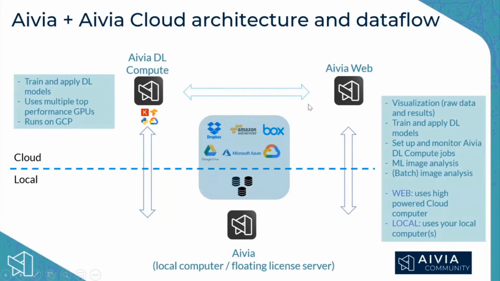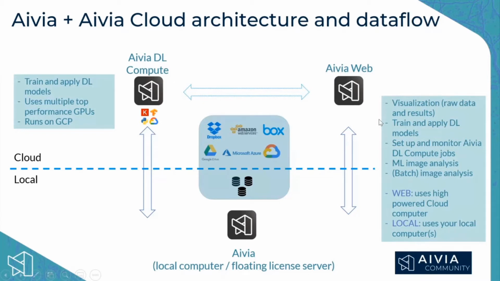So we'll be using this over here. That's Aivia Web, right on the top right of this chart. And Aivia Web is essentially the same kind of functionality that Aivia Desktop or local Aivia has. So you can visualize data, both raw and results. You can train and apply deep learning models, and you can do all of the video animation, basically everything that you can do on the desktop, you can also do on the Aivia Web.